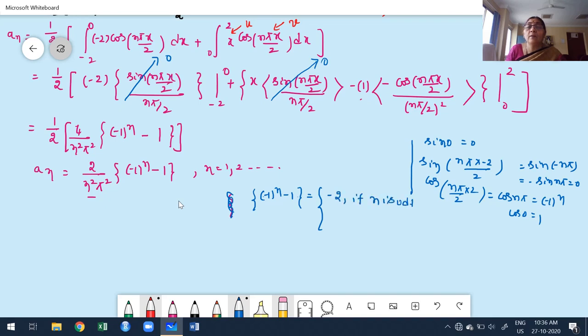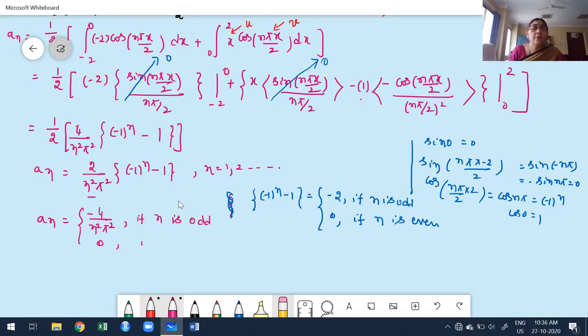And 0 if n is even. Therefore, based on that, I am going to write my a_n as minus 4 by n squared pi squared, the common value for odd n, if n is odd. It is 0 if n is even, because this bracket is 0 and the entire thing is 0.